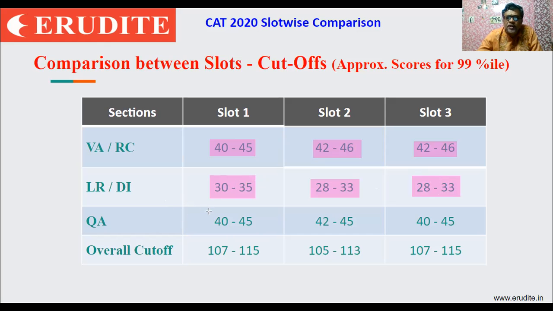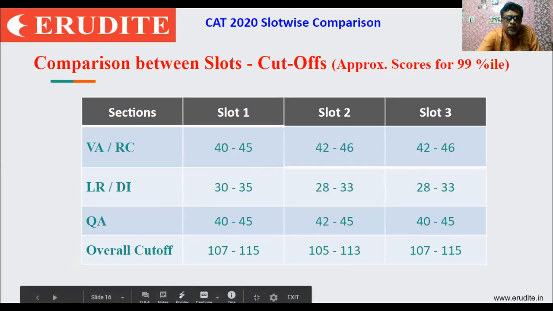QA zone was more or less not that tough, only lengthy, and students who did it properly would be okay. So overall, the cutoff of more or less 107 to 110 would be the 99 percentile plus zone for all of you.